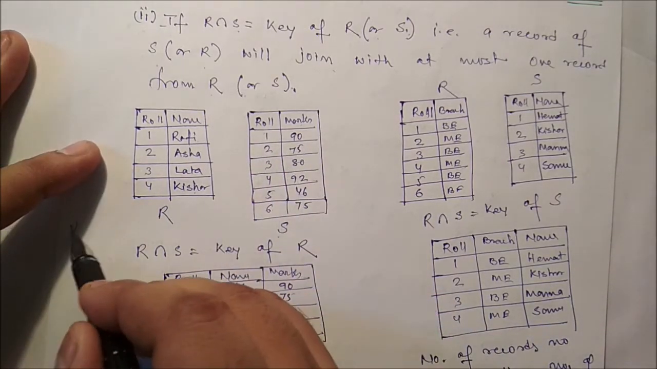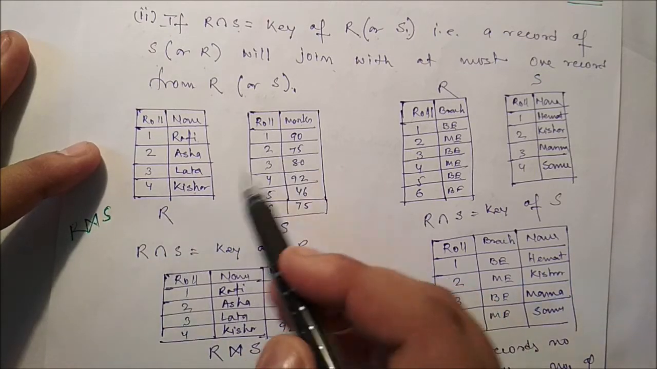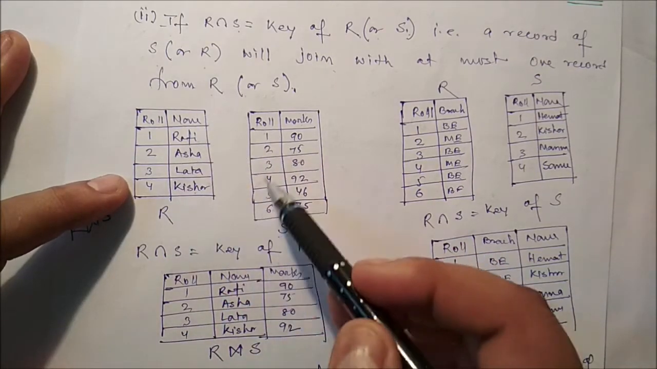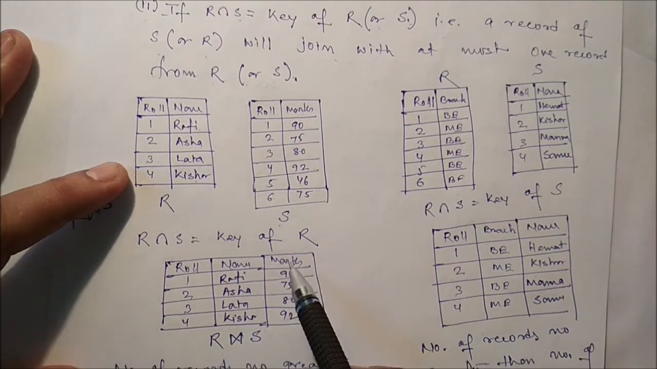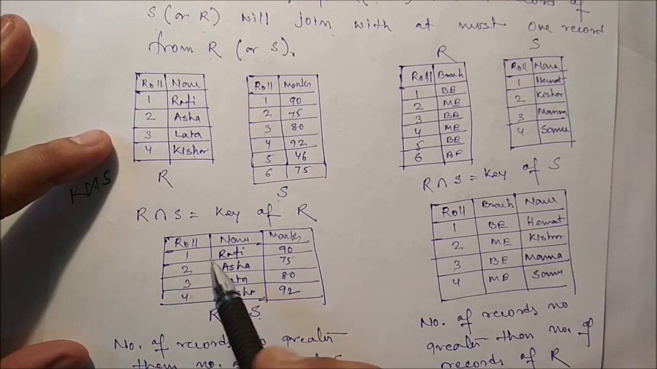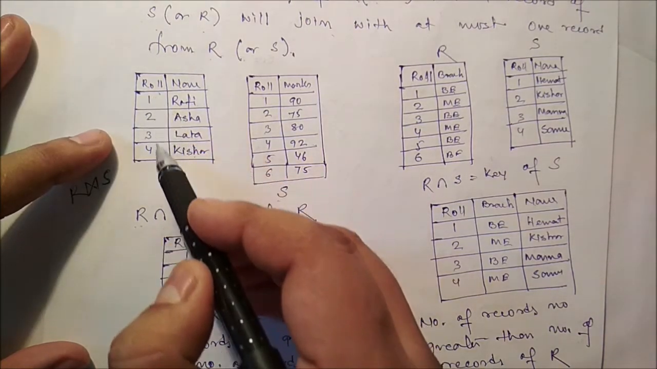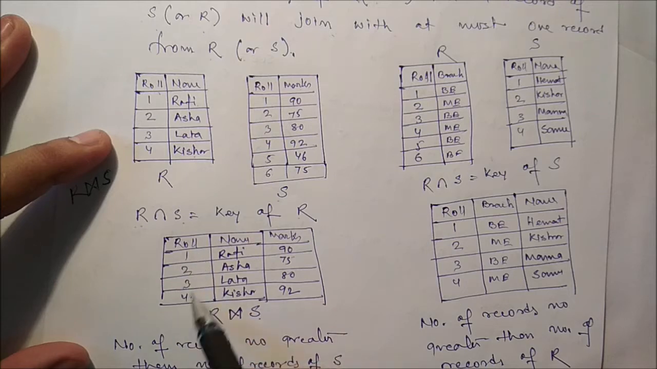So R join S. Definitely, what will be the output? This will be the output. So for R join S, roll numbers 1, 2, 3, 4. This is R, and R intersection S is the key of R. So the key is 1, 2, 3, 4. So we have used the key for R.